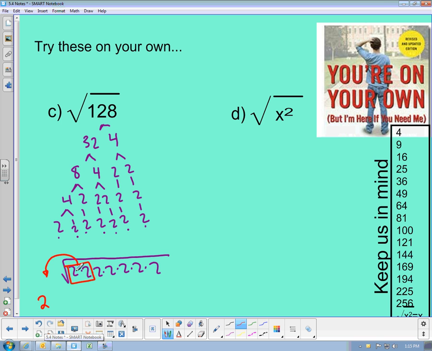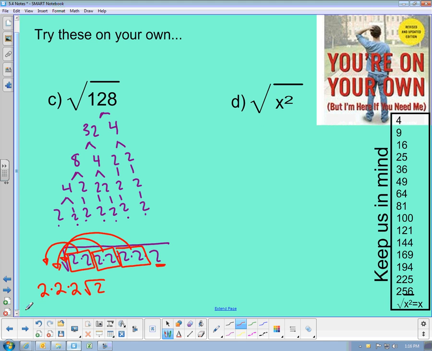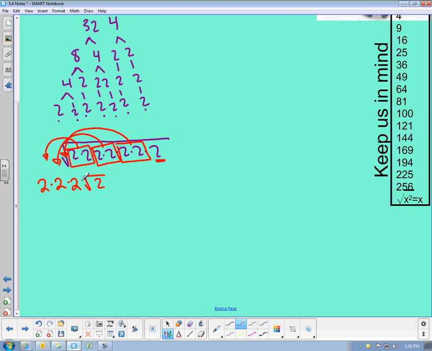So these two 2's underneath the radical made one 2 outside. These two 2's underneath the radical made another 2 outside of the radical. These two underneath made another 2 outside. I'm left with this one. It has no other factor of 2 to go with it, so it has to stay underneath the radical. And then put back together what you have left. I have 2 times 2 times 2 on the outside, which is 8, and then I have the square root of 2 left over. Okay, so that's just another way to simplify these.